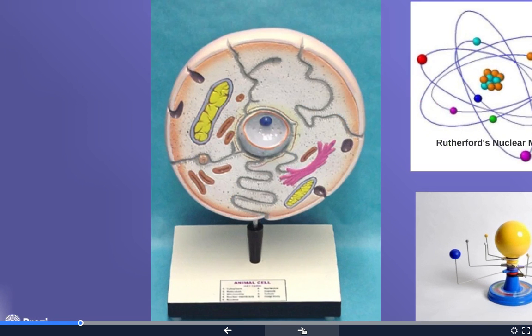Now let's just look at some examples of some models. These first two models are a lot larger than the actual things. This is a model of an animal cell. See the nucleus and the endoplasmic reticulum. It's larger. We can simplify it. It doesn't have all the nuances of a true cell, but it helps you to identify cells.